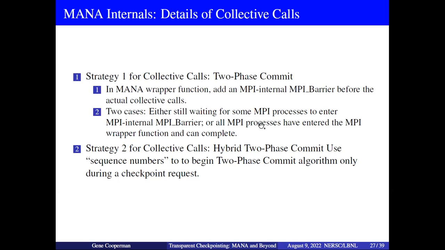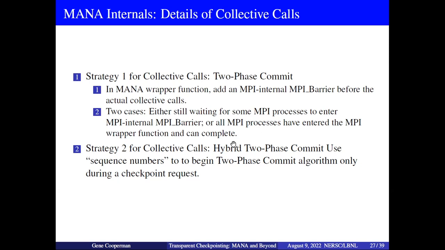What's the other case? The other case is, everybody has reached this collective call. Everybody has reached our wrapper function. And because everybody has reached our wrapper function, everybody is present and ready to execute the collective call. And in MPI, collective calls are quite efficient, usually much less than a second. So we'll wait an extra second until everybody finishes the collective call. And again, we're done. So that's the idea of two-phase commit.